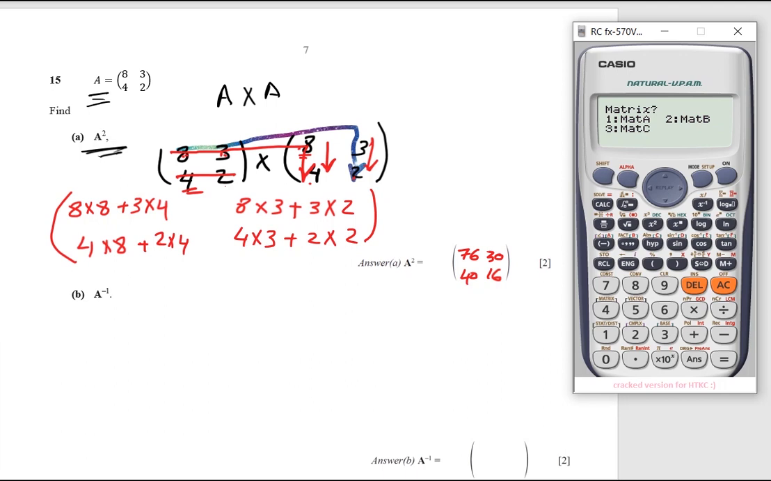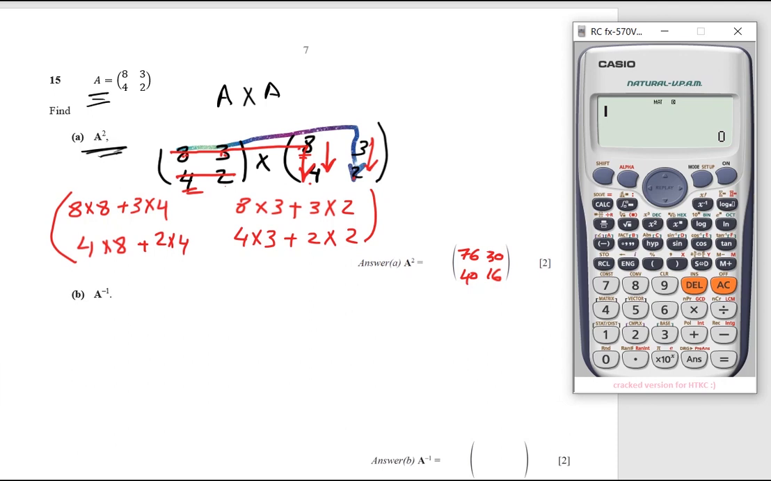Now, what is your matrix? My matrix is matrix A, which is 1. This matrix is 2 by 2, so 2 by 2 is 5. Now, let us add the numbers of the matrix: 8 equal, and then 3 equal, and then 4 equal, and then 2 equal. To save this matrix, go AC. Now we save the matrix inside the calculator.